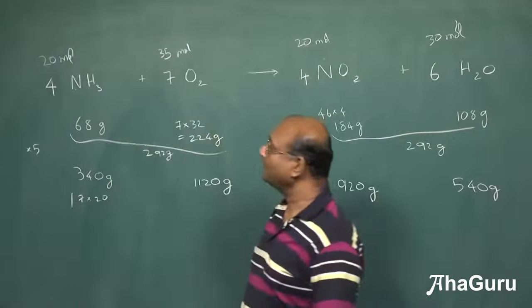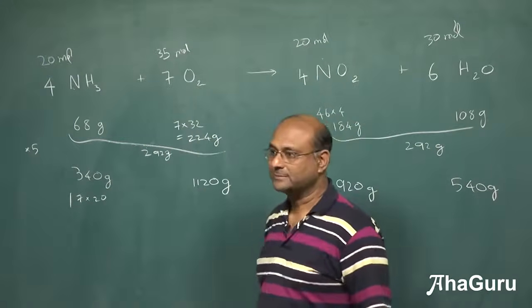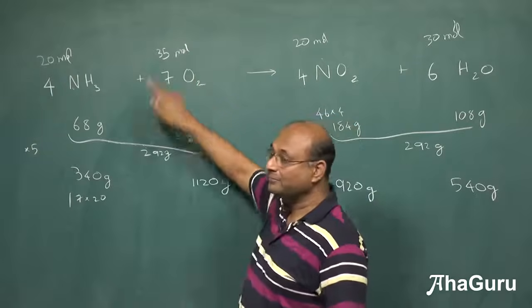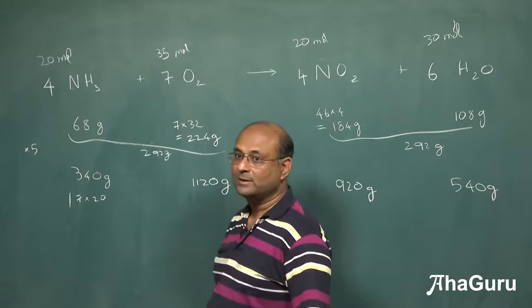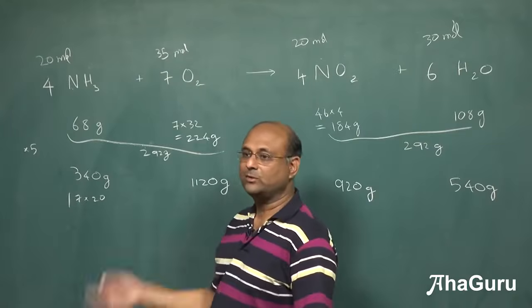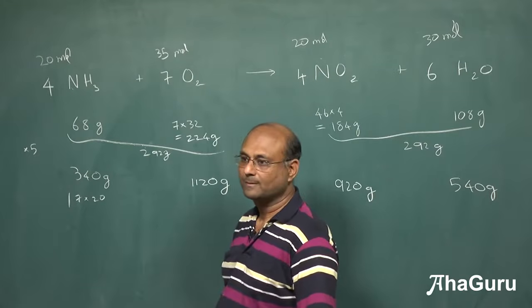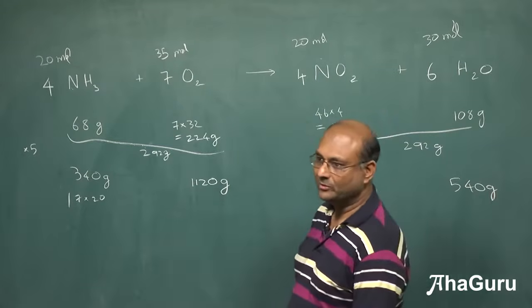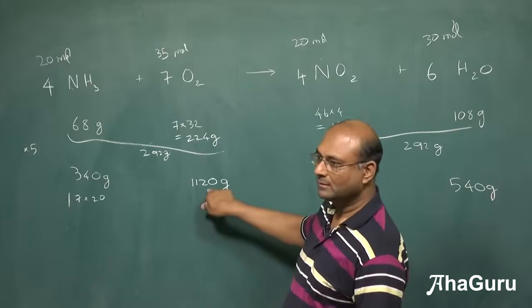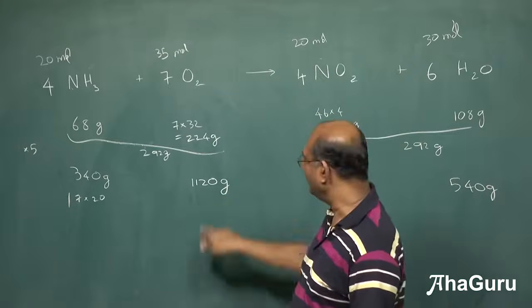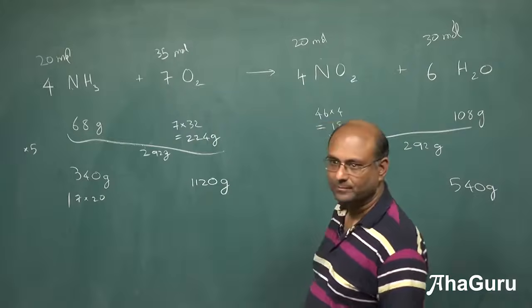What is the mass of 20 moles of ammonia? 340 grams. What is the mass of 35 moles of O2? 35 into 32. How much is that? 70 into 16. I think that is this. 16 times 7 is 1120.